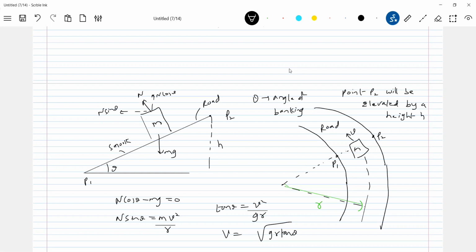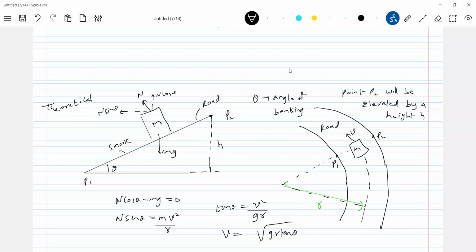That's theoretical. Practically, there will also be friction. So this is about when it is smooth.